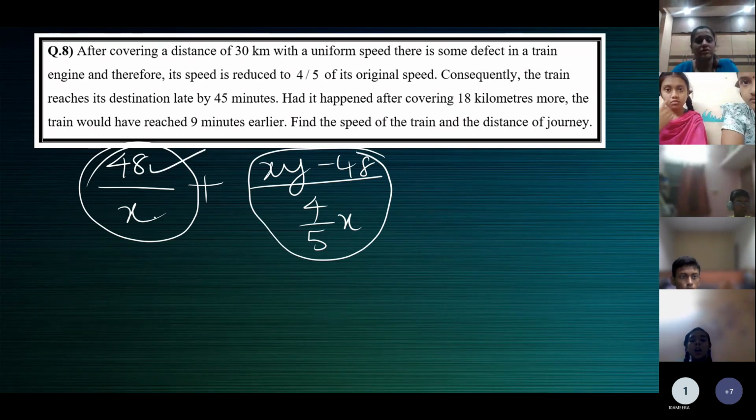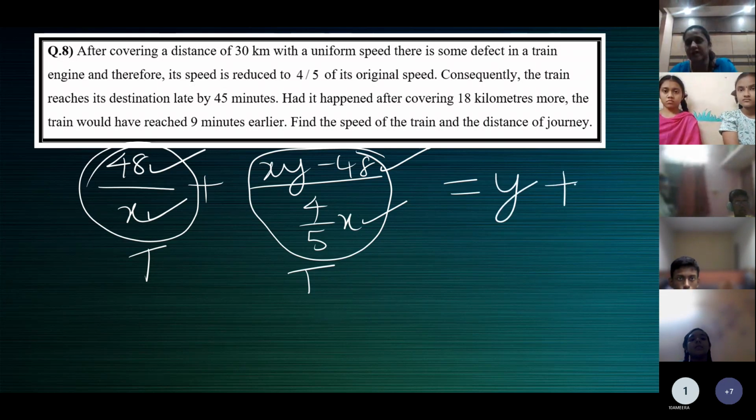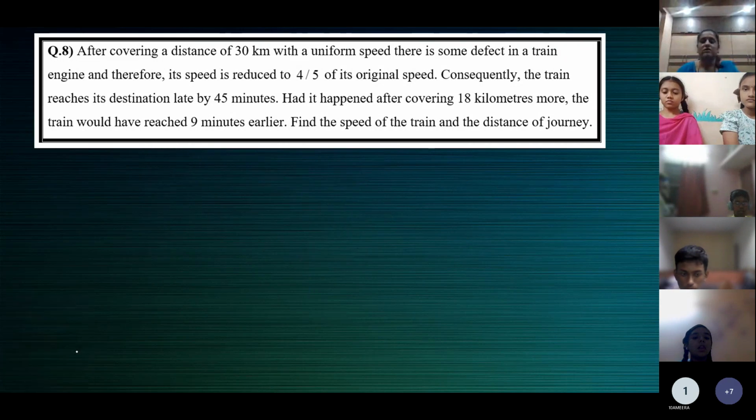First 48 kilometers, usual speed, x kilometers per hour. Remaining distance, reduced speed. So this is time taken, this is also time taken. So the total time taken is the actual time taken, y hours, plus the delay, 36 minutes. But this is in minutes, so you need to divide by 60 to convert it to hours. So this will be the second equation. We need to solve the two equations and find the values of x and y, and hence find the speed and the distance.